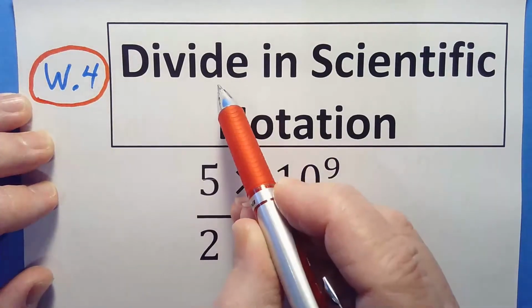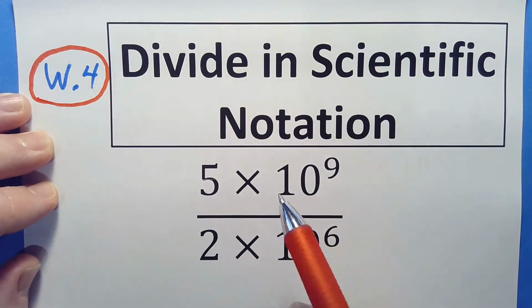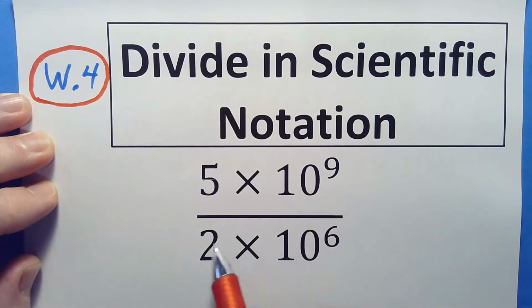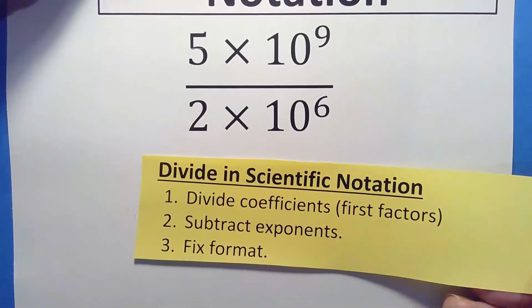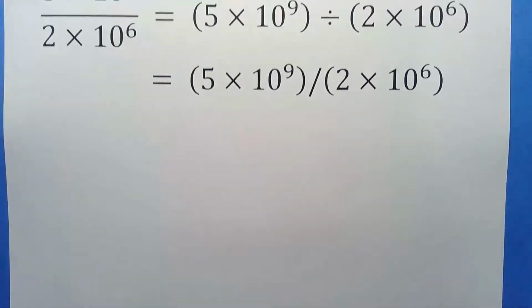Now we're going to divide in scientific notation. So we're going to be seeing problems like this, where we have a number written in scientific notation divided by another one. We've got some summary rules here that we're going to talk about. We're going to come back to those, but just be aware we're going to want to write those down. Okay, so here we go. Let's just dive right in.